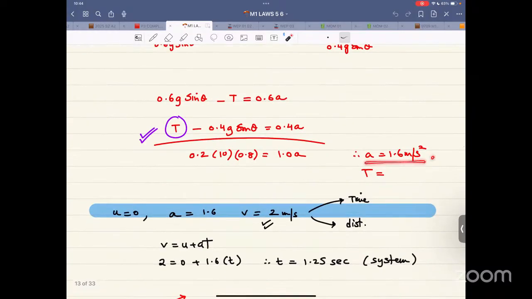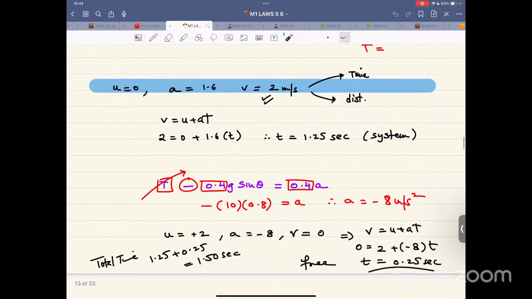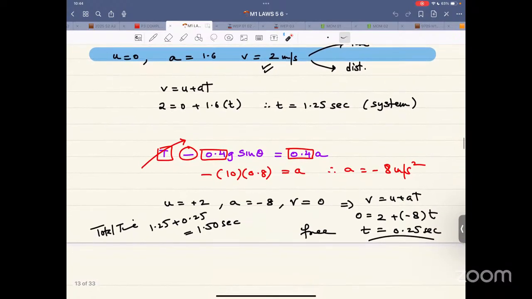Add the two, we get acceleration as 1.6. Initial velocity is 0, acceleration is 1.6, v is equal to 2. Find the time, find the distance. v is equal to u plus at, you find the time. And then the distance might have been calculated somewhere else.